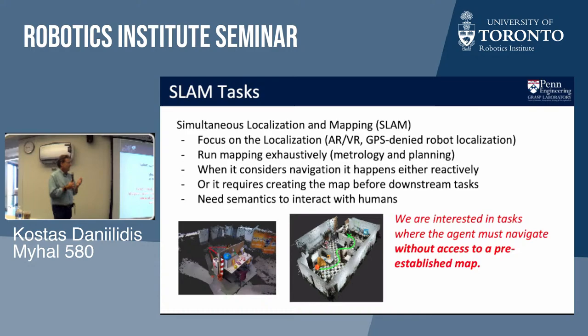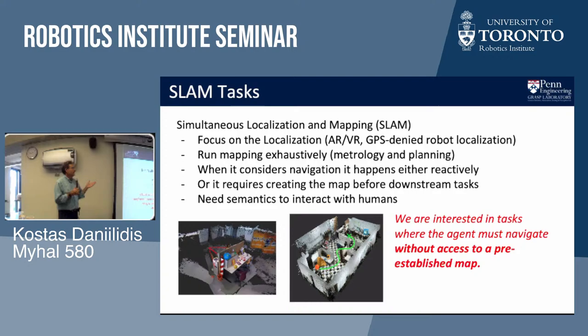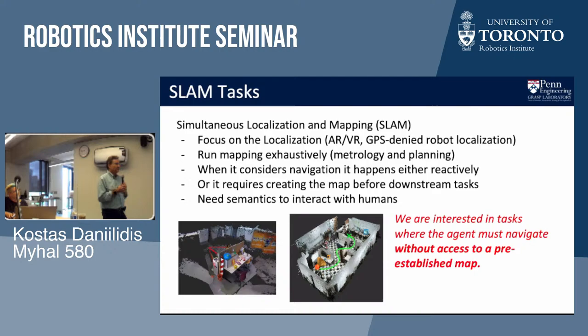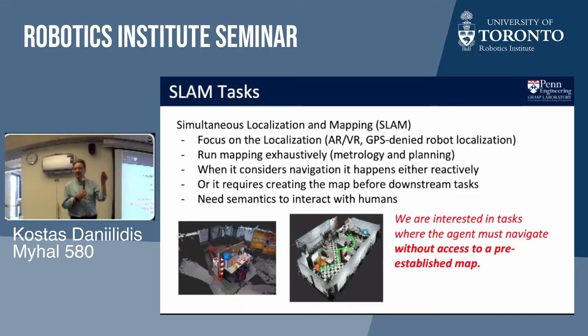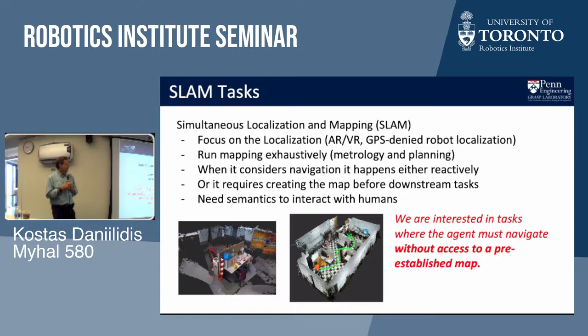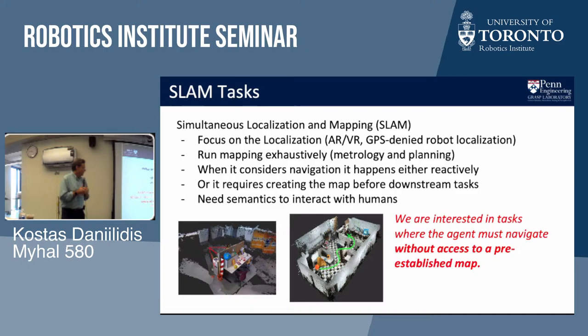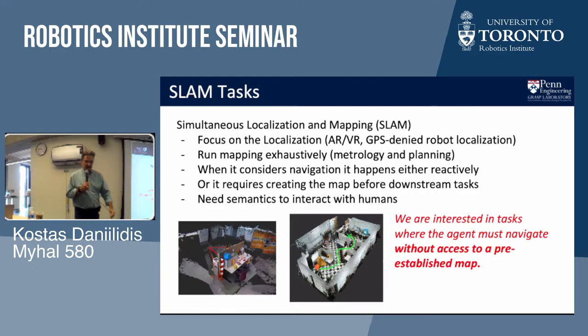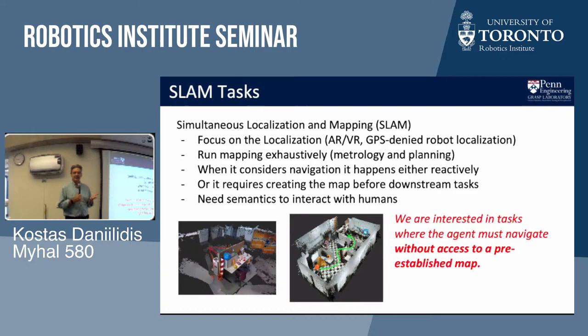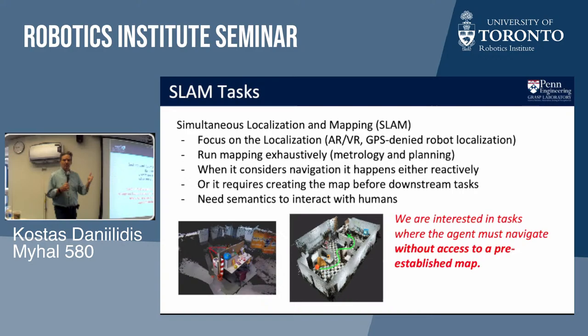Moreover, in SLAM, until we introduced semantics, we could not really use it in interacting with humans. With humans, the only interaction would be that you click on a place on the map and tell the robot to go there. So here we are interested in tasks where the agent will go from A to B without ever having been in this place, in a really unseen environment, and also where there is no time to really build a map of the environment. What I mean by that is there's no time to first go around and then plan from A to B.